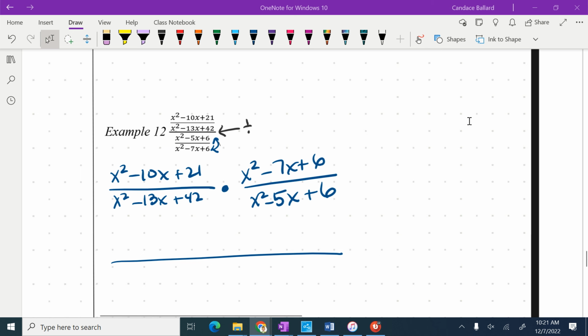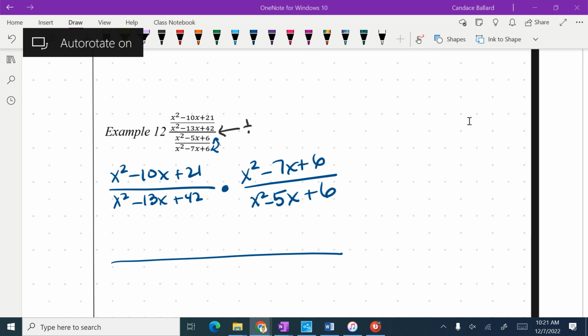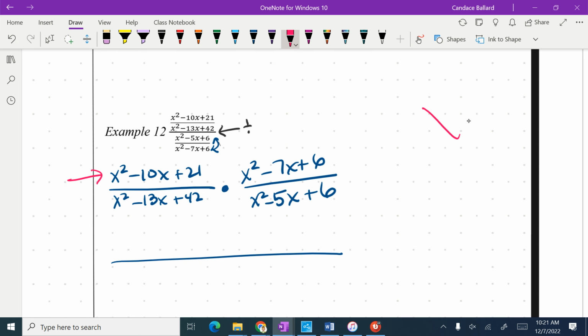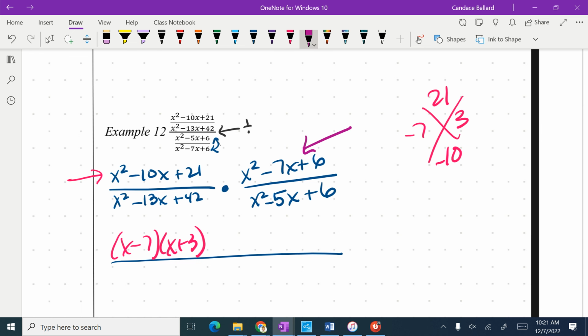Okay, let's take a look. You told me we were going to have 4 magic x's. Let's see what we did with them. So this first one here, I need 2 numbers that multiplied to 21 and added to negative 10. What'd you get? Good, so x minus 7 times x plus 3. All right, what about this one here? 2 numbers that multiplied to 6 and added to negative 7. Negative 1 and negative 6, so x minus 1.